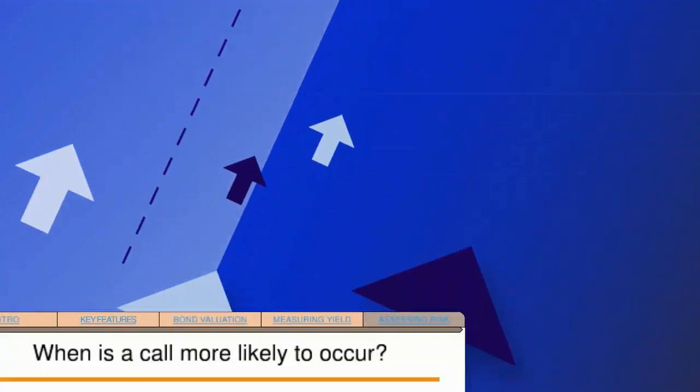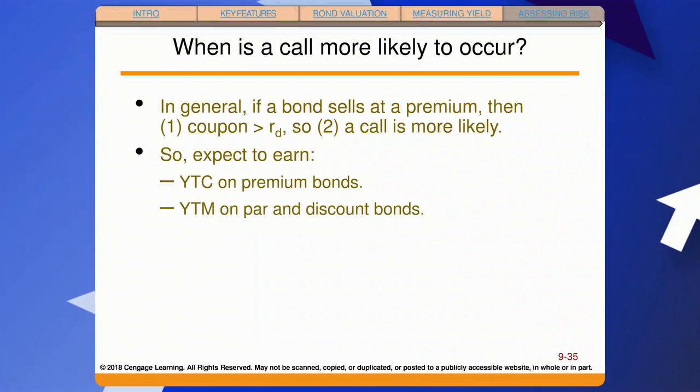So also very important to know, when is the call more likely to occur? In general, if a bond sells at a premium, if you are the issuer, then the coupon rate is greater than the YTM. A call is more likely, so expect to earn YTC on premium bonds and yield to maturity on the par and discount bonds. So go back to your discussion in FAR. Ganun pa rin yung gagawin natin.